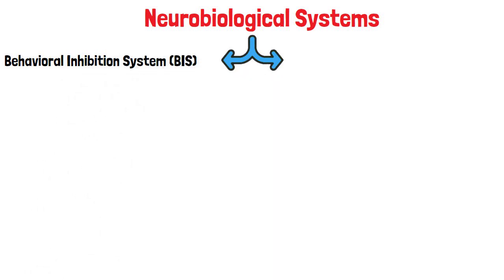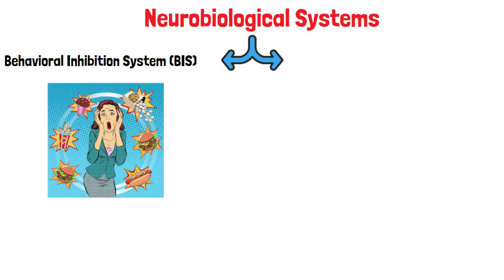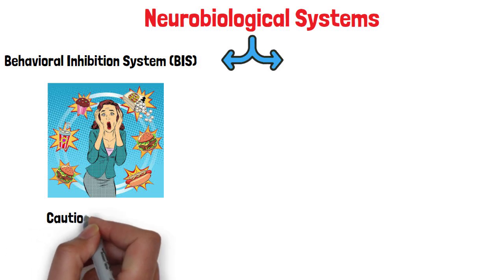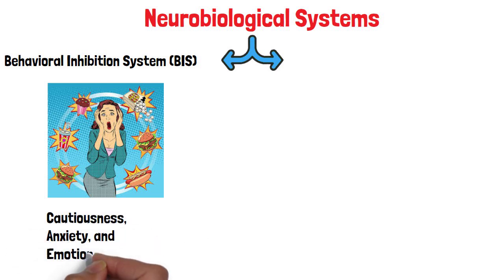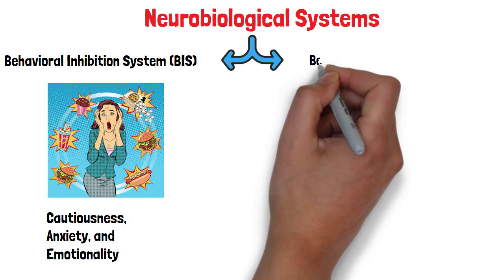Behavioral inhibition system. The BIS predicts negative reactions to situations based on past experiences. For example, if someone had a bad reaction to shellfish, they might avoid it in the future due to anxiety triggered by the memory. Traits associated with BIS include cautiousness, anxiety, and emotionality.